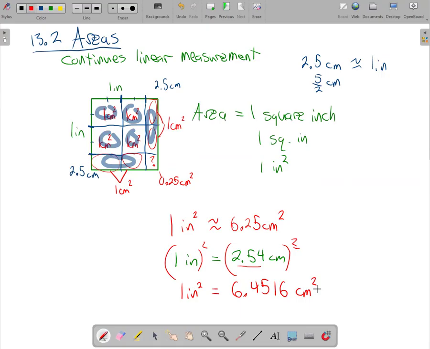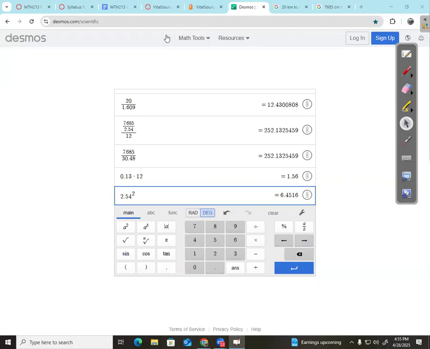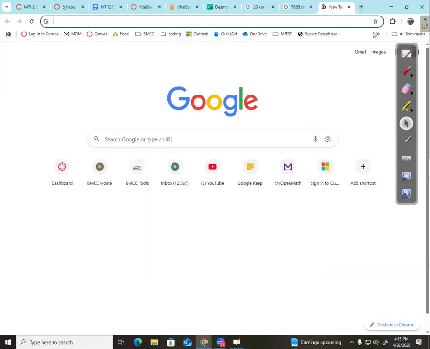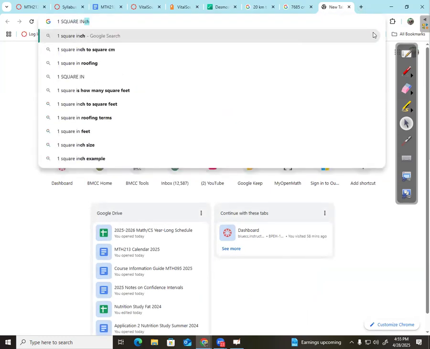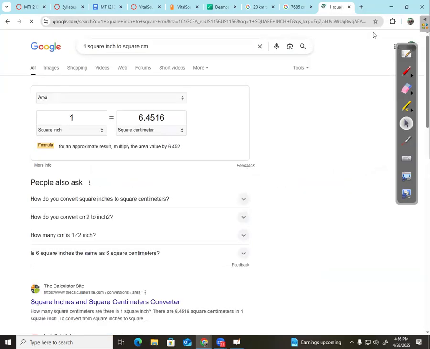Let's check with Google about what it thinks. So in Google, I would just type something like 1 square inch to square centimeters, that's what I'm looking for. And Google says the number we came up with, 6.4516, and it says you can get an approximate result by just taking the square inch area value and multiplying by 6.542. Similar number. How did it get that? Same way we did. Somebody programmed that into it to teach you how to do that.